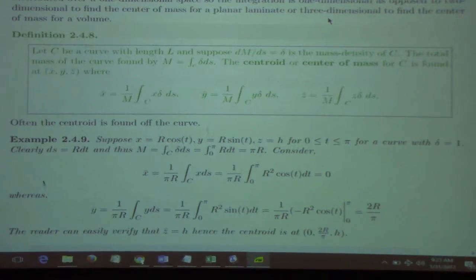Okay, so in short, the formulas for centroid and center of mass are the same. It's just that if you're calculating the centroid, you can basically set the density to be 1, and you set the mass to be arc length.